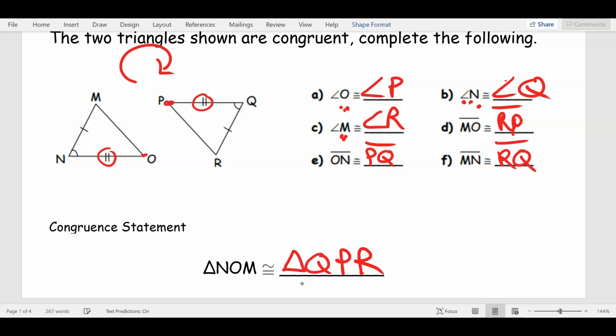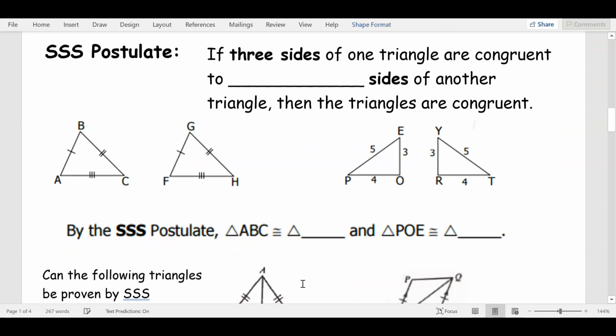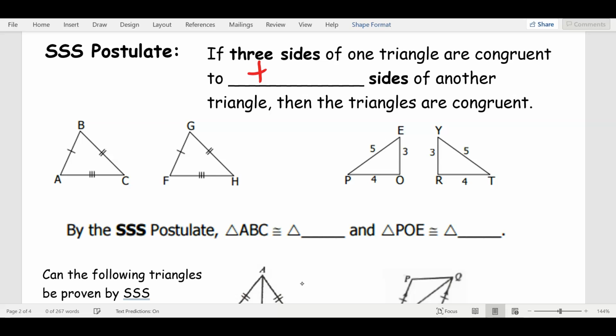Okay, so I'm going to put this over here, and I got to move on the front, okay? So, first one. Now, I know in the song, it's the second one. Side, side, side. Okay, let's fill in these blanks. Everyone's with me. This is brand new stuff. This is not that hard. If you're paying attention, you understand it. So, SSS, if three sides of one triangle are congruent to three sides of another triangle, then the triangles are congruent, okay?